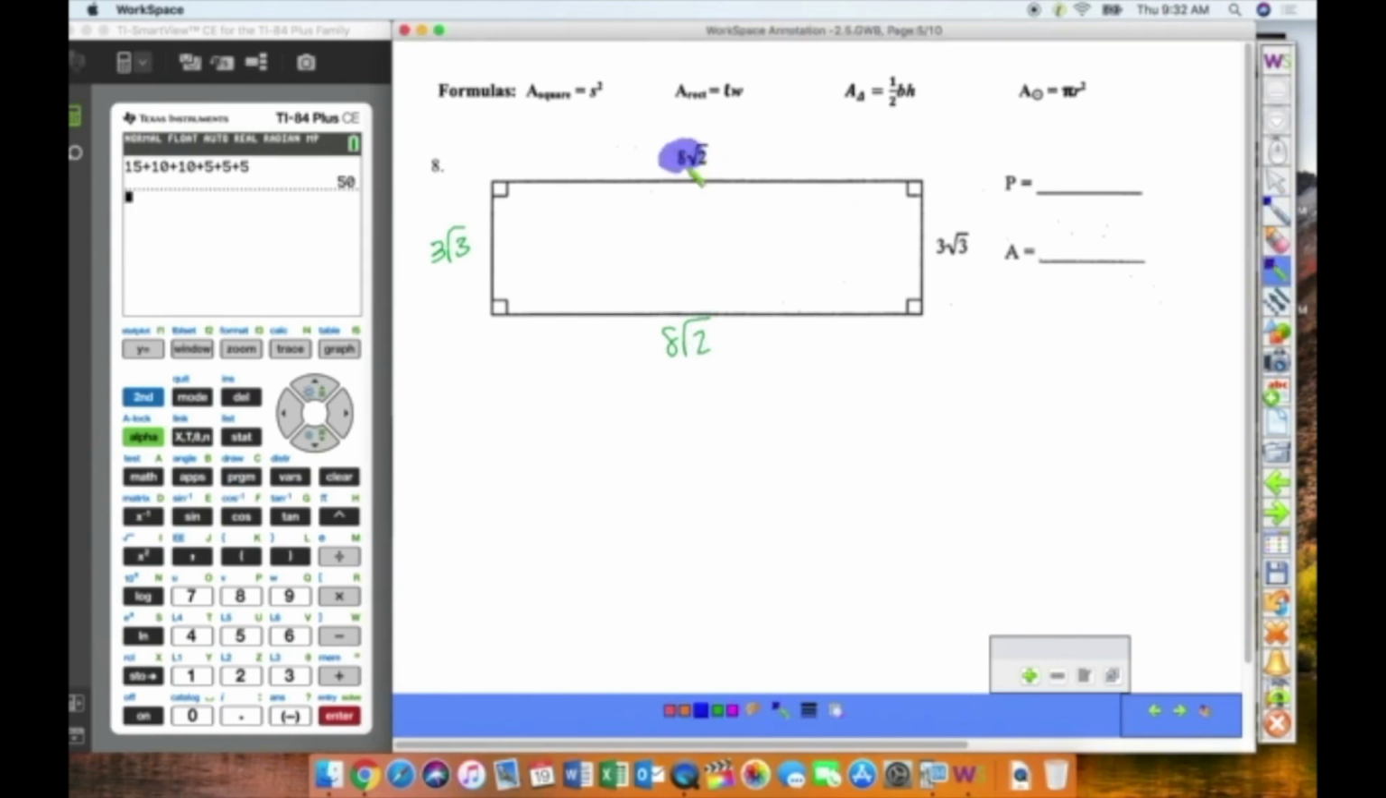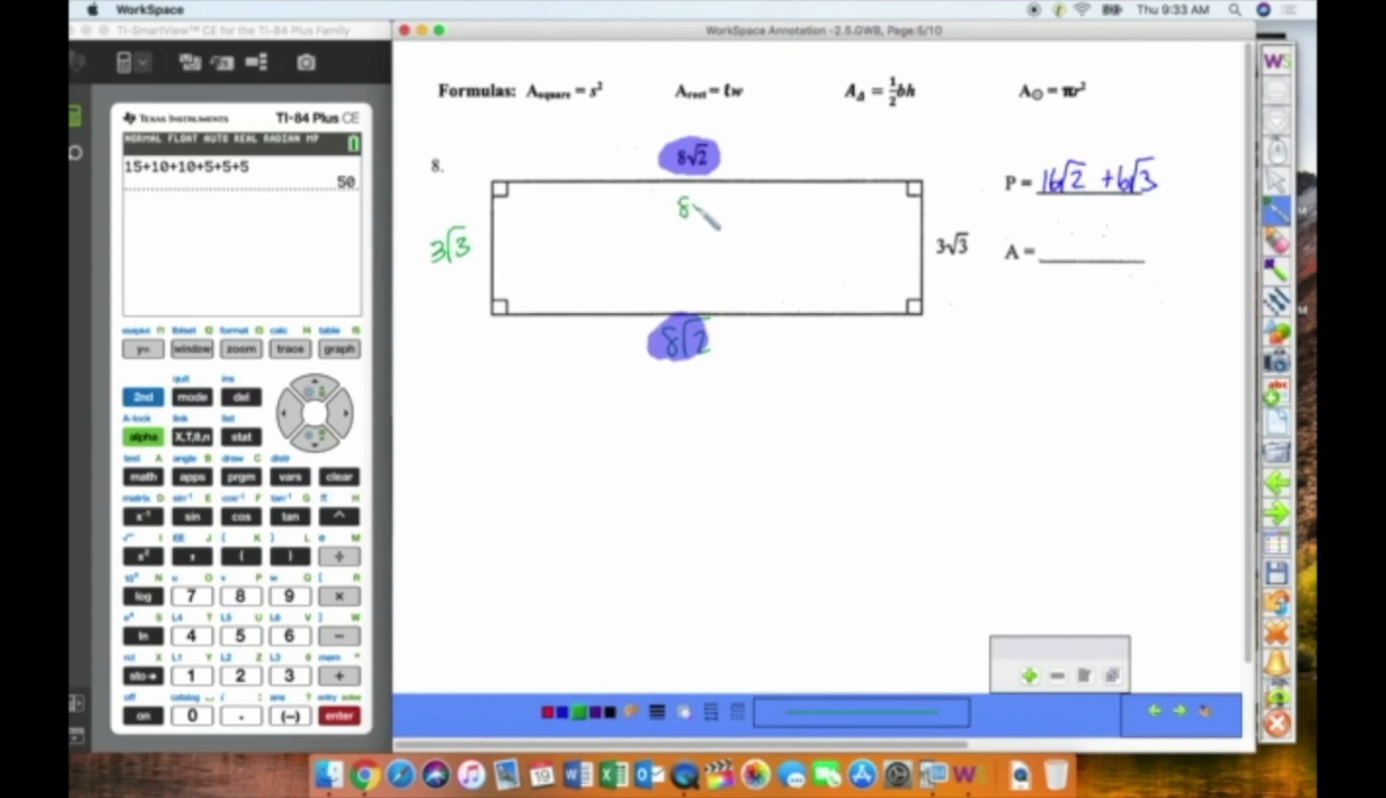So here's 8 radical 2's, and here's 8 more radical 2's. When you add those together, don't you totally get 16 radical 2's in that situation? And 3 radical 3 plus 3 radical 3 is 6 radical 3's. But see, we can't add these together because they're not like terms. These are radical 2's, these are radical 3's.